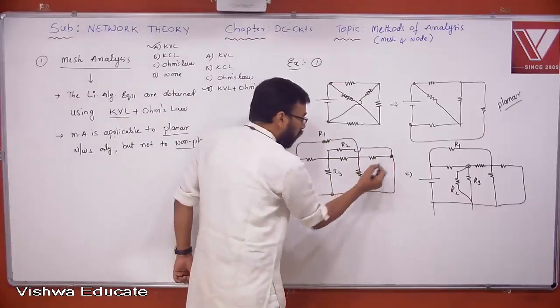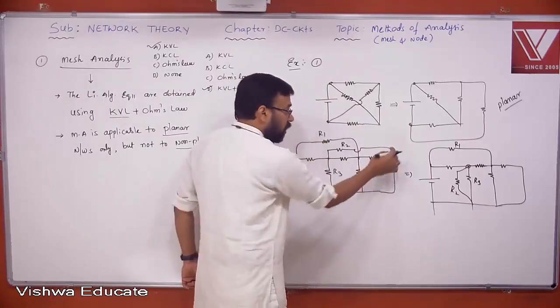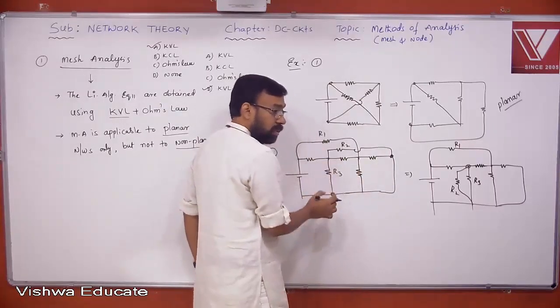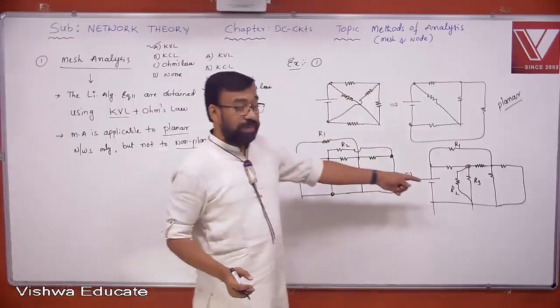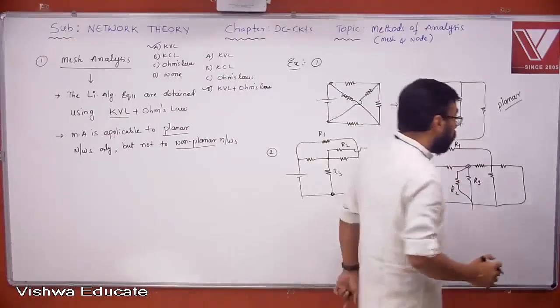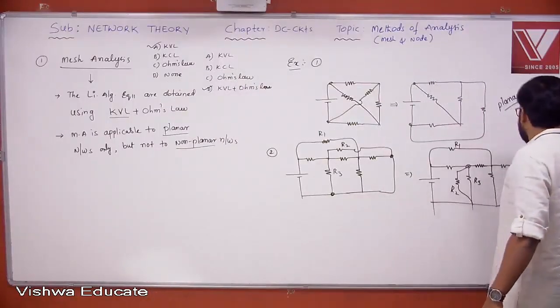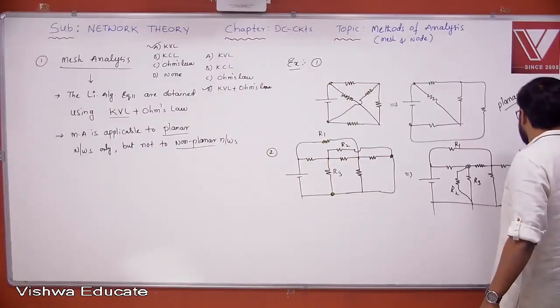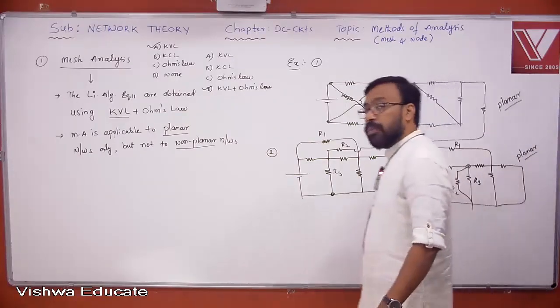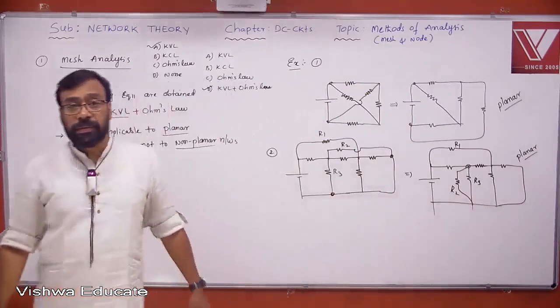Because this point and this point both are operating at same potentials, I can remove it and connect across it. That's it. Then the crossover is eliminated. After reconstructing the network, the crossover is not present. So therefore, it is still planar network only. Understand all of you? Okay.